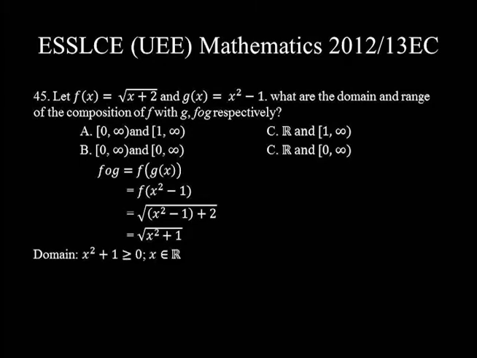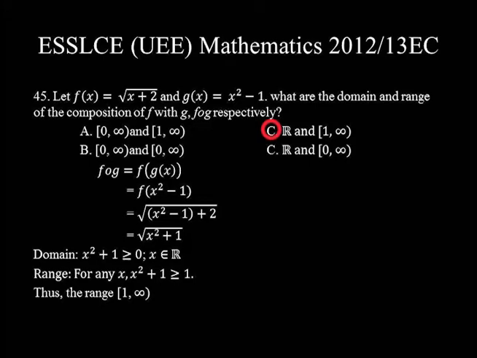For the domain, x squared plus 1 is always greater than or equal to 0, so x, an element of the real numbers, is the domain. For the range, x squared plus 1 is always greater than or equal to 1. Thus the range is 1 up to infinity, including 1. So choice C is the correct answer.